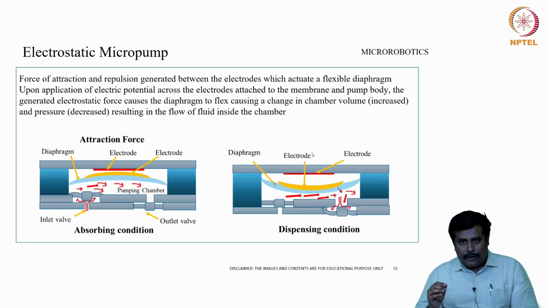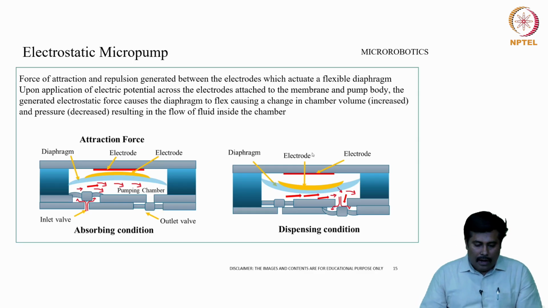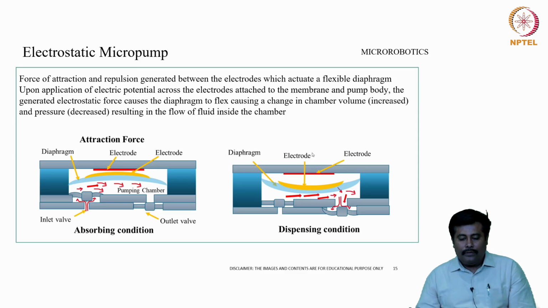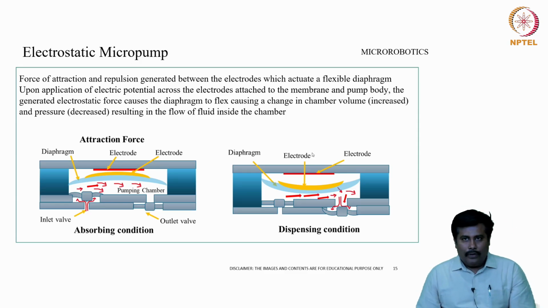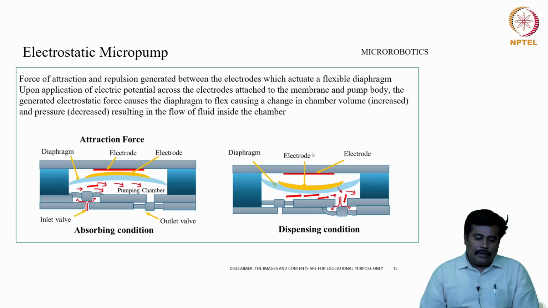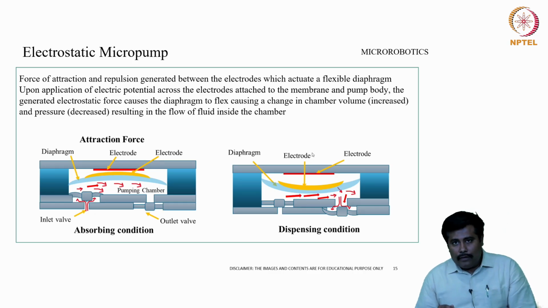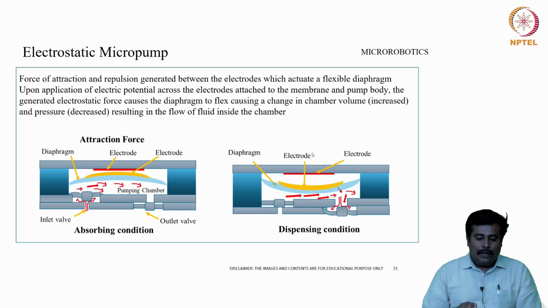As far as this electrostatic charge is concerned, the force of attraction and repulsion generated between the electrodes actuates the flexible diaphragm. Upon application of electric potential across the electrodes attached to the membrane and the pump body, the generated electrostatic force causes the diaphragm to flex, causing a change in the chamber volume, which increases, and the pressure decreases, resulting in the flow of the fluid inside the chamber.